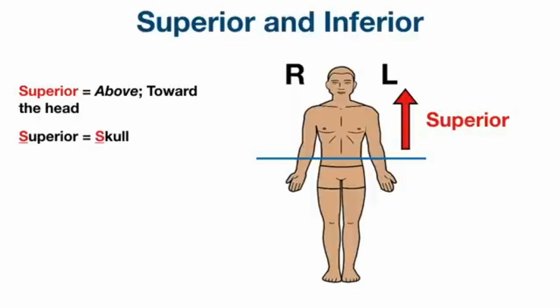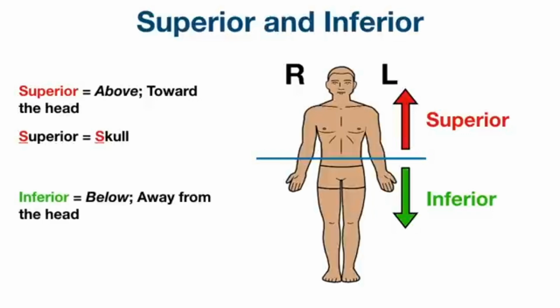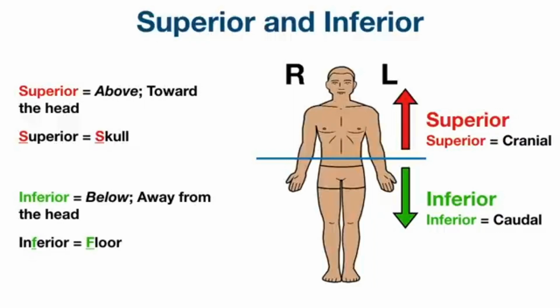You can think of superior and skull because they both start with the letter S, and this can help you remember superior is toward the head. If we move away from the head, then we're moving inferior. So inferior is defined as below or away from the head. You can use the F in inferior to think of floor, and this can help you remember inferior is toward the floor. Superior and inferior also go by different names.